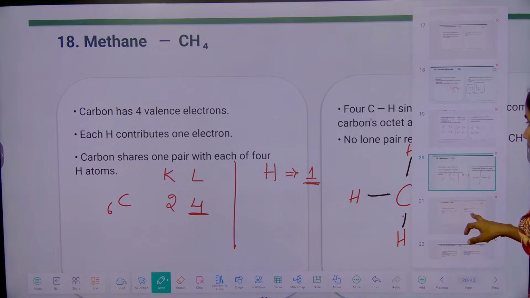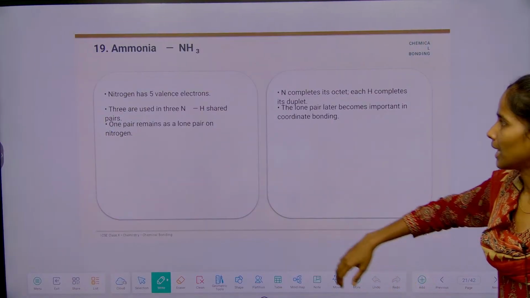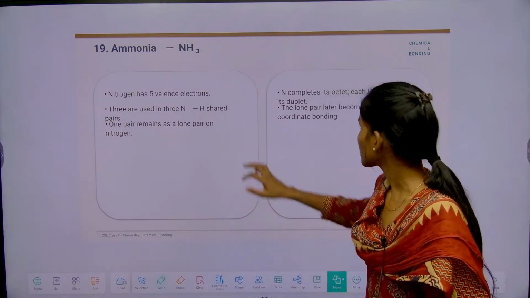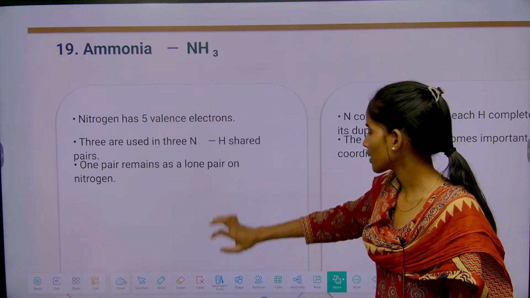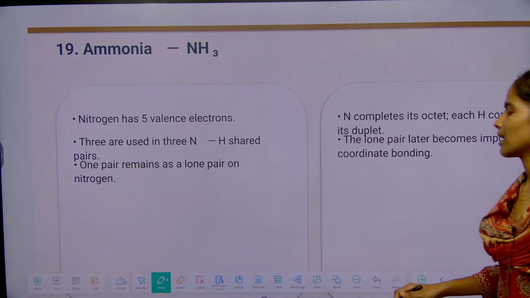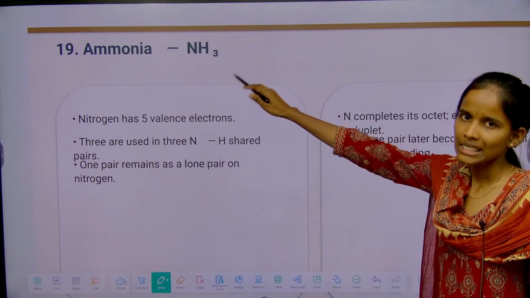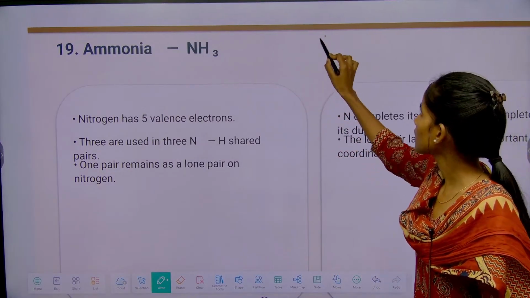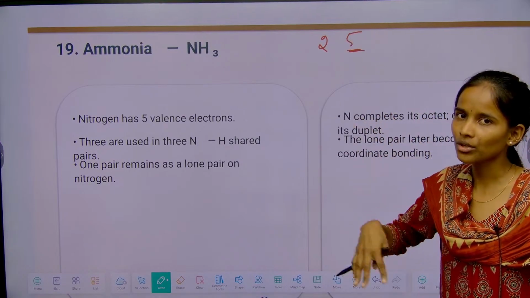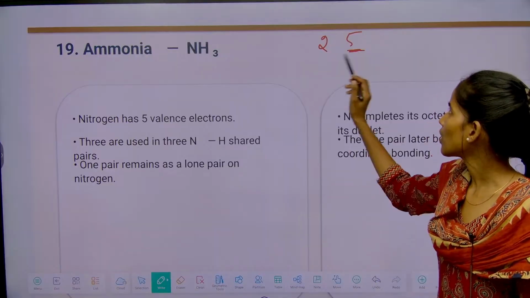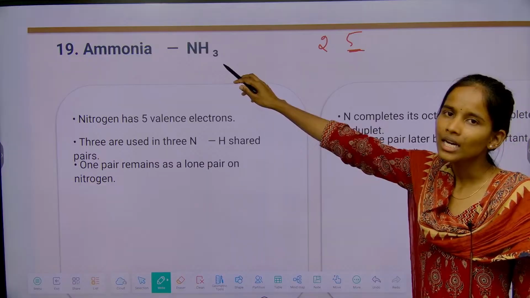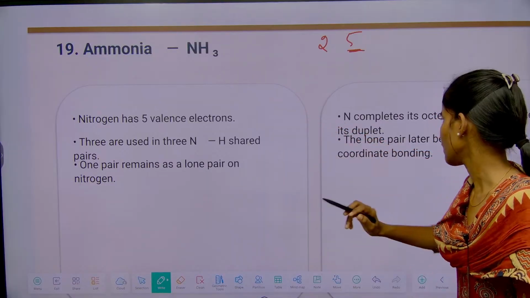See one more example, ammonia. What is the ammonia formula? Its formula is NH3. So what is the atomic number of nitrogen? 7. Its configuration is 2, 5. Here, with 5 valence electrons, it needs 3 more electrons in order to get stability. So it will share 3 electrons with the 3 hydrogen atoms. We will see the structure.